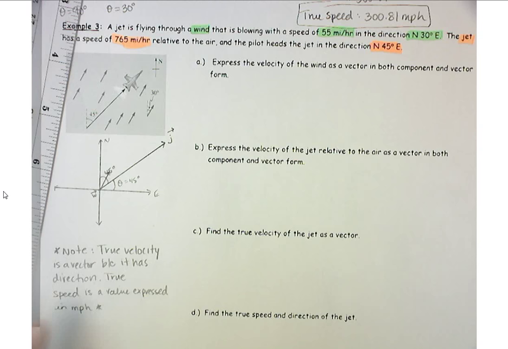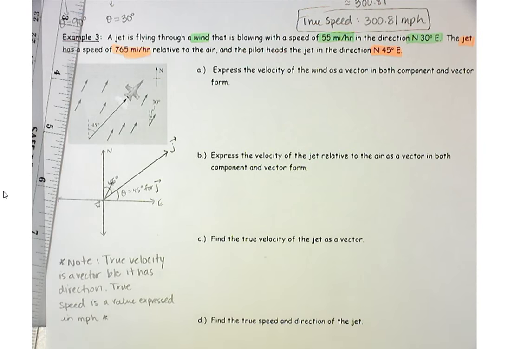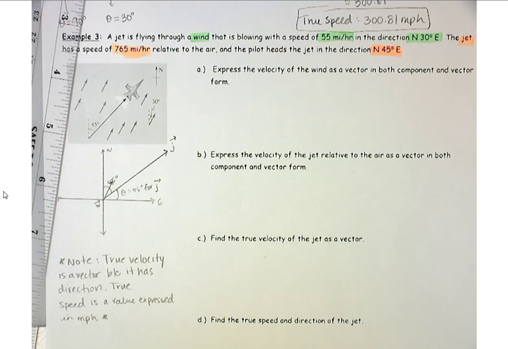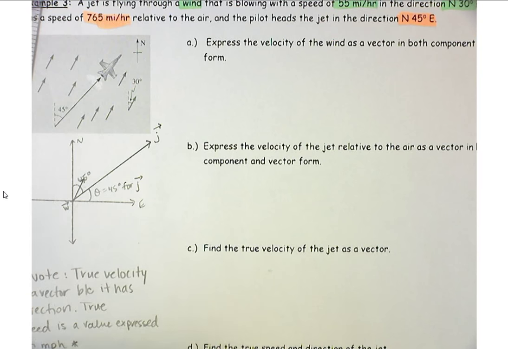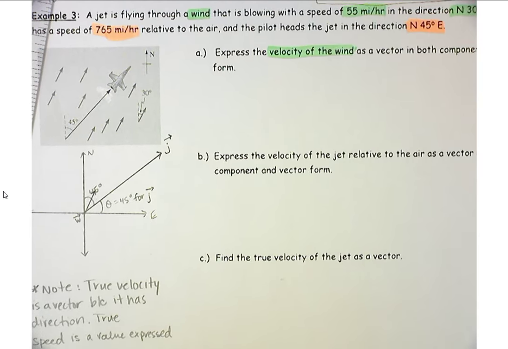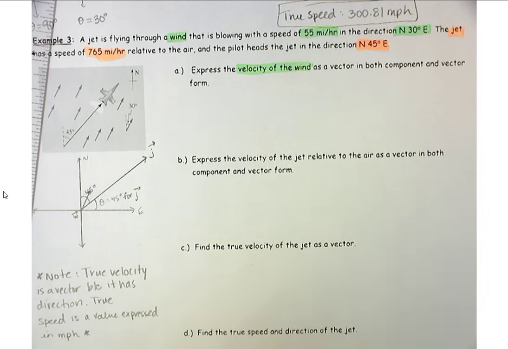Okay, now the reason why I like to put my pictures together here is when I get down to the direction, I'm going to be drawing where that diagonal would be. Okay, so we'll talk about that in just a second. Hopefully see some cool things. So the first thing we want to do is express the velocity of the wind. So there is more than just the true velocity. There's the velocity of the wind, and then this says in both component and vector form.